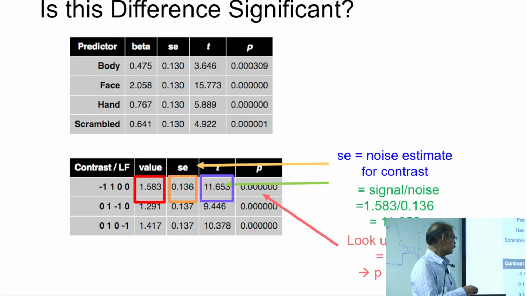So that is how we can find differences. SE is the noise estimate for the contrast, and signal divided by noise is basically how we find the T, and then from this, assuming a Gaussian distribution, we will find the corresponding p-value, right?